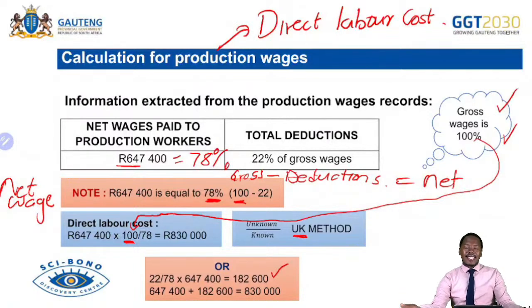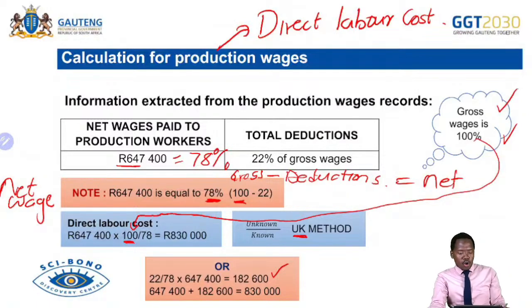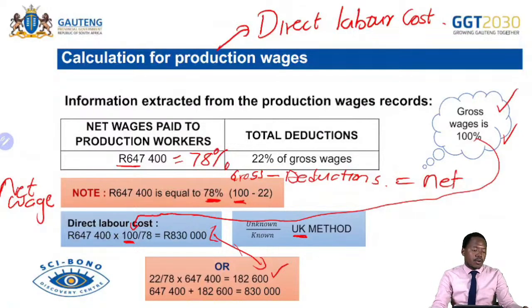Because for me to get the net, I subtracted. So to get the gross, I must do what now? Add the deductions back. First of all, I got my deductions. Now I'm adding them back to get my gross. So grade 12, we can use any of the two methods to get our gross.